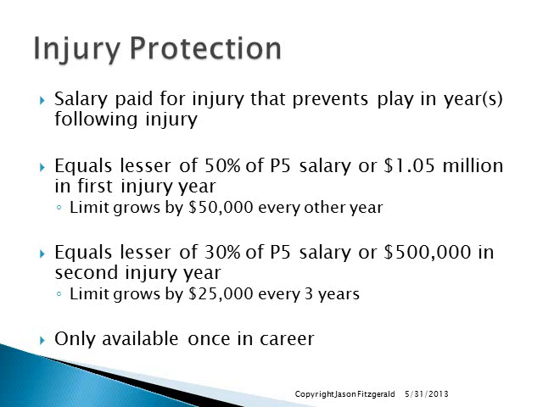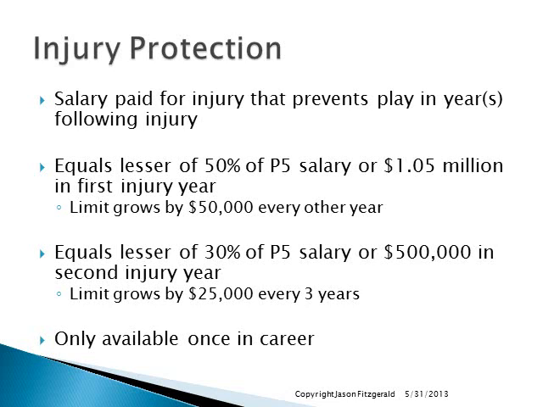What that means is if you got hurt and the reason you could not play in the final game of the season was because of this injury, so let's say you get hurt in week 15 or game 15 and you can't play in week 16, you can qualify for this injury protection if you can't play the following year because of the same injury. At that point, you will get the lesser of 50% of your paragraph 5 for that year, or $1.05 million. The limit on that 1.05 grows by $50,000 every 2 years, so it'll be 1.1 million in, I believe, 2015.